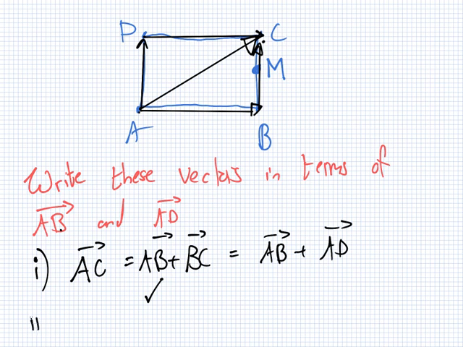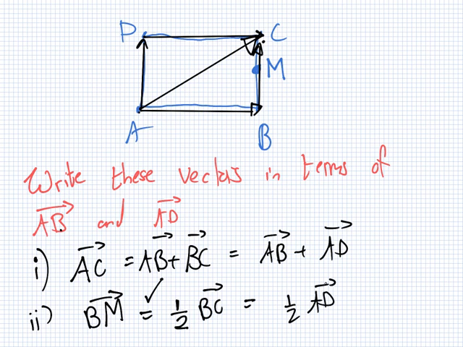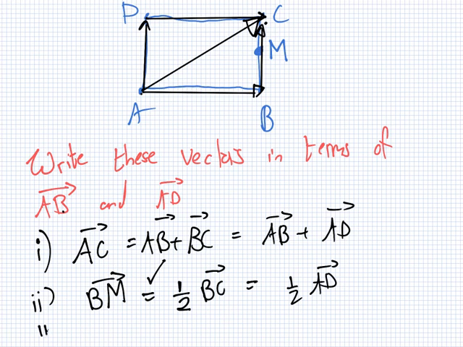Okay, second one. Let's say BM. Well, you could say BM, if you look at it, is a half of what vector? BC. But BC is the same as what vector? AD. And so we've written BM as an AD vector. We see where this is going? Let me give you one to try. Try this one, MD.